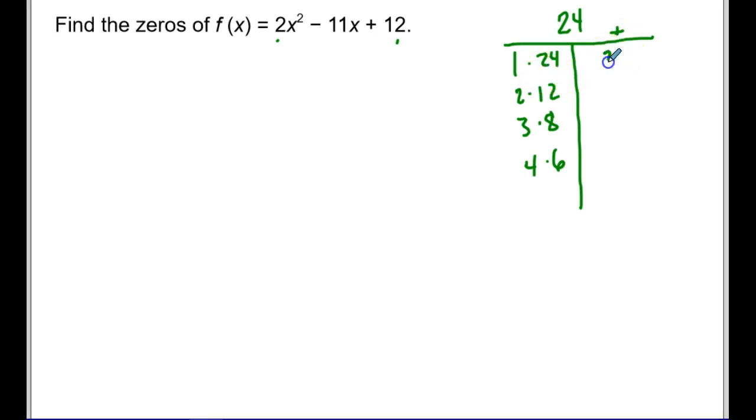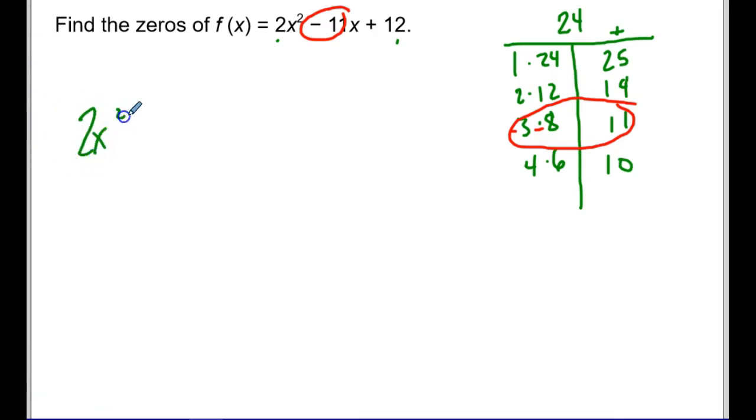So now I add these together. So I get a 25, I get 14, I have 11, and I have 10. So again, I can look here in this middle, and I was looking for a negative 11. Well, if I turn both this 3 and the 8 negative, then I have what I need. So now I can go ahead and write out my equation a little bit more. So I end up with 2x squared. That didn't change, and this plus 12 does not change at the end.